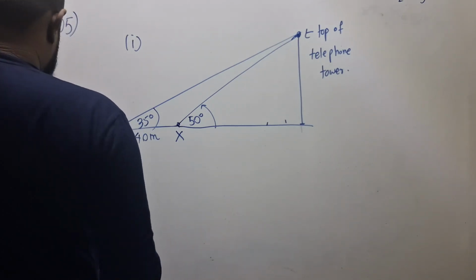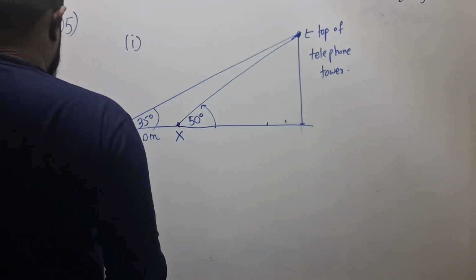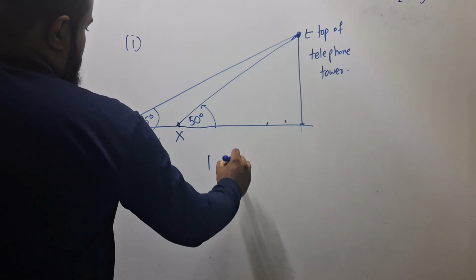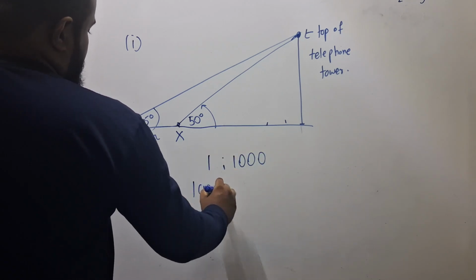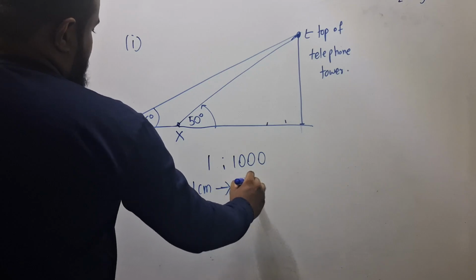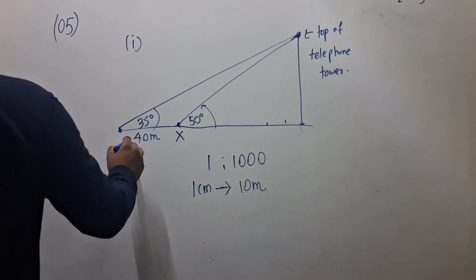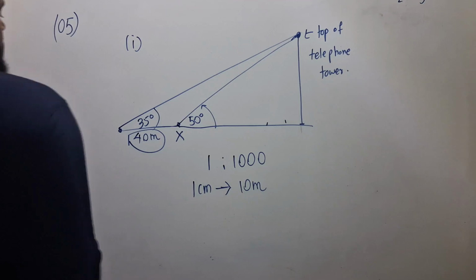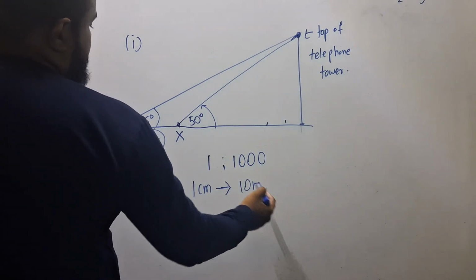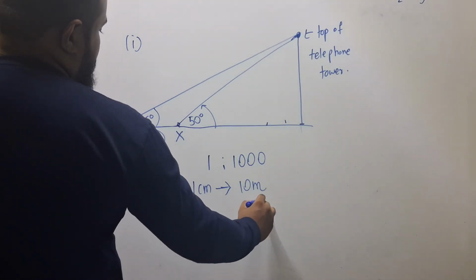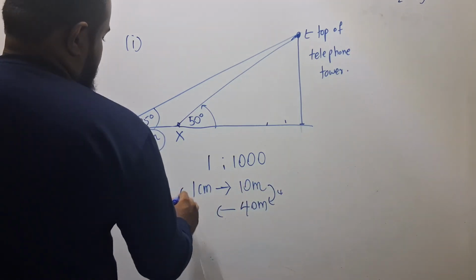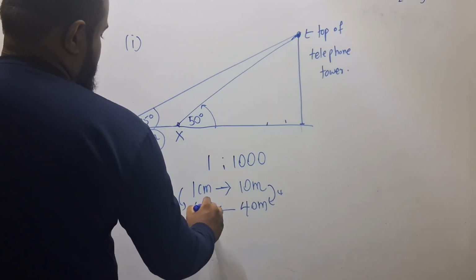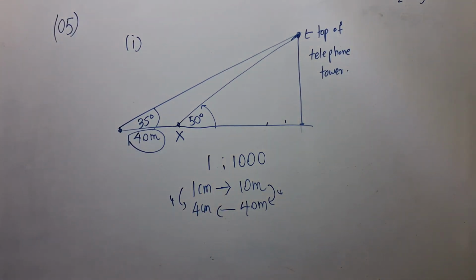To draw the scale diagram, they have provided the scale 1:1000, and also given that 1 centimeter represents 10 meters. So here you need to draw 40 meters. If 1 centimeter is represented by 10 meters, to represent 40 meters, you will need 10 into 4 is 40, 1 into 4 is 4 centimeters. You will need 4 centimeters to represent 40 meters.